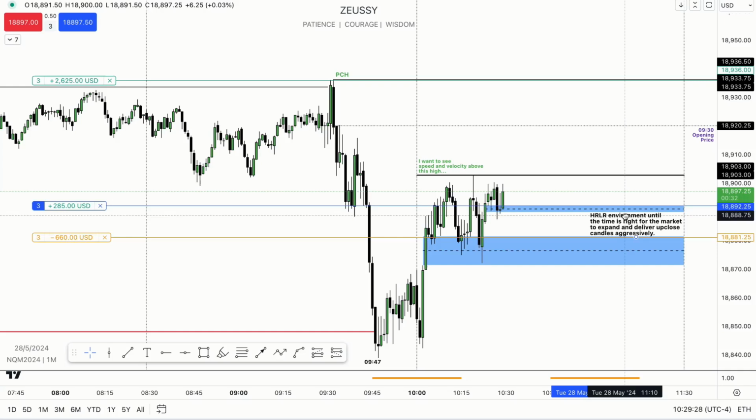You can see me annotate high resistance liquidity run environment until the time is right for the market to deliver up-close candles aggressively.